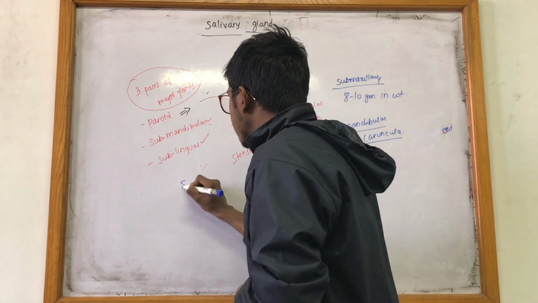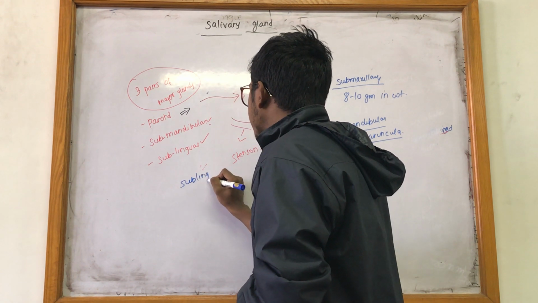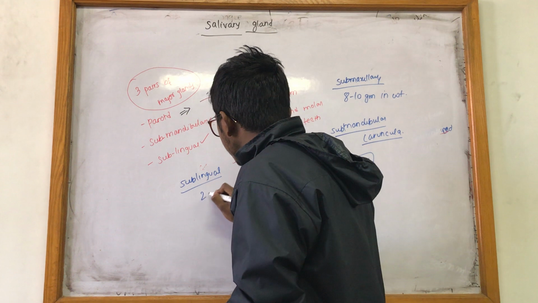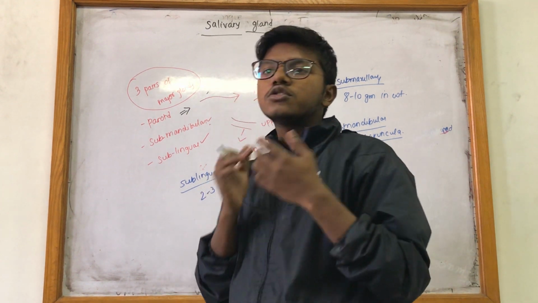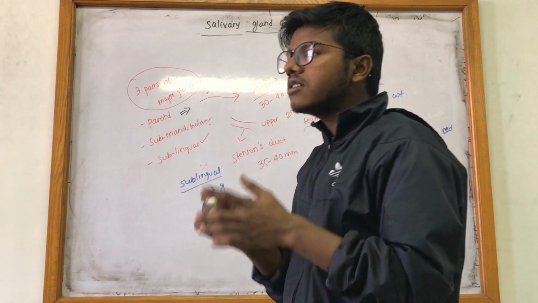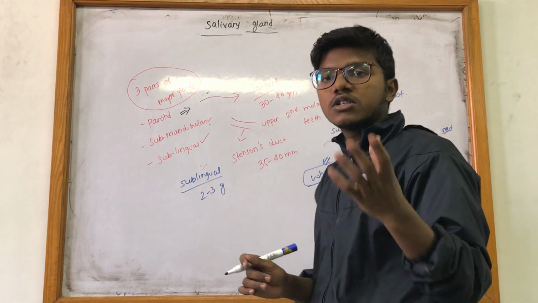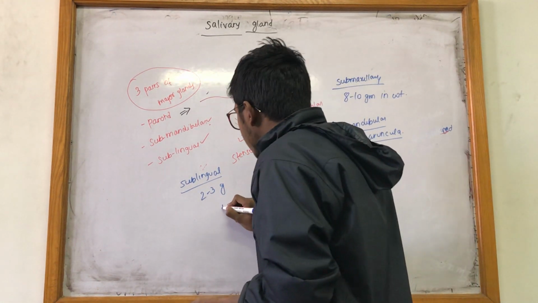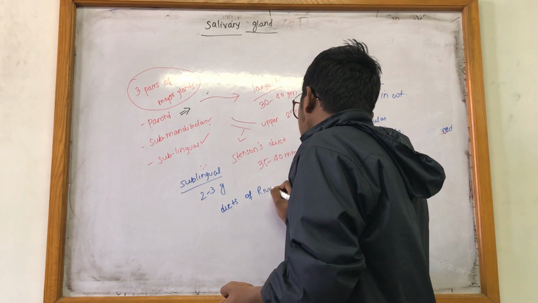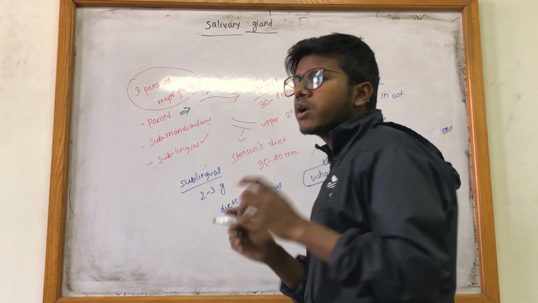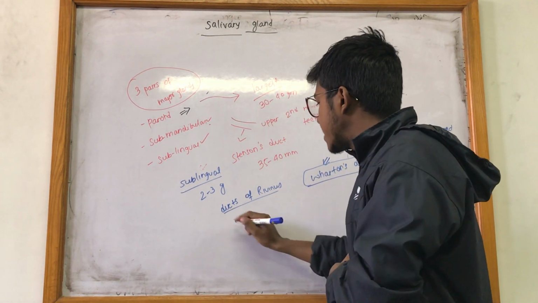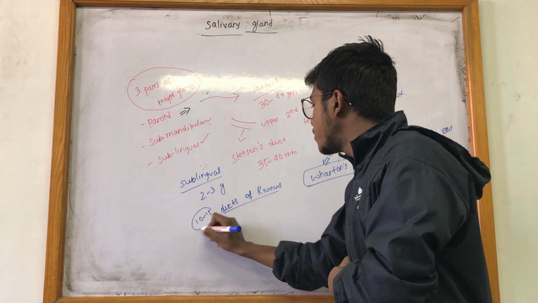And the third one is the sublingual gland. It is the smallest of the major salivary glands. It has 2 to 3 gram weight. It is also situated over here, at the floor of the mouth. There are various ducts, 10 to 15 ducts, and these ducts are known as ducts of Rivinus. So from the sinus, the main duct arises as mini ducts, those 10 to 15 ducts of Rivinus.